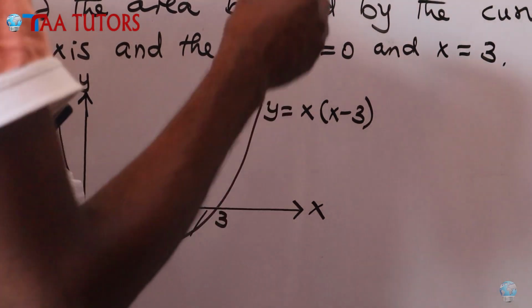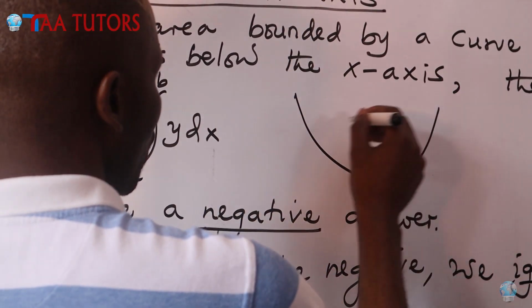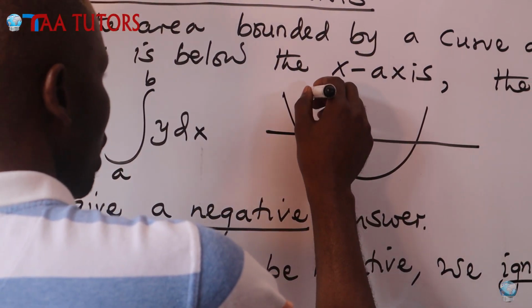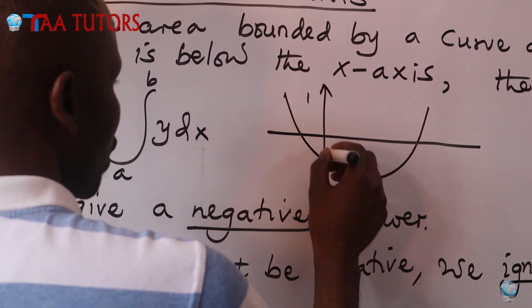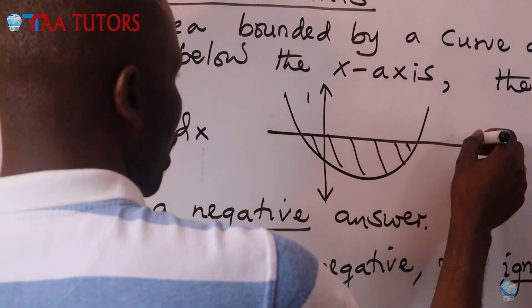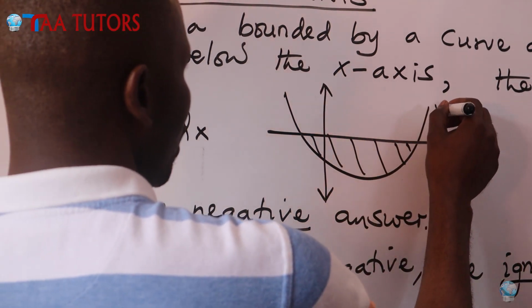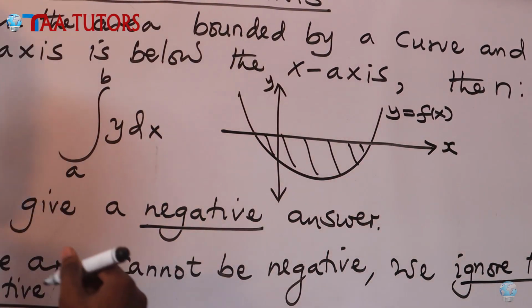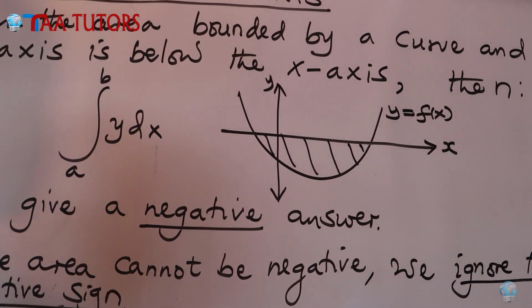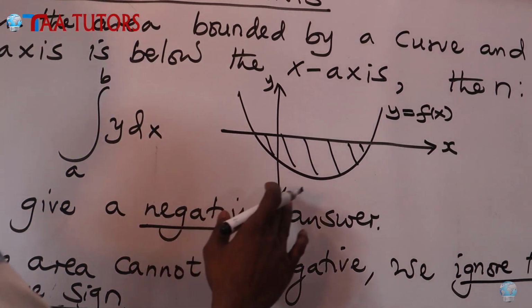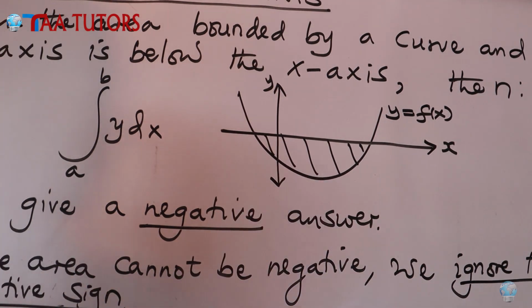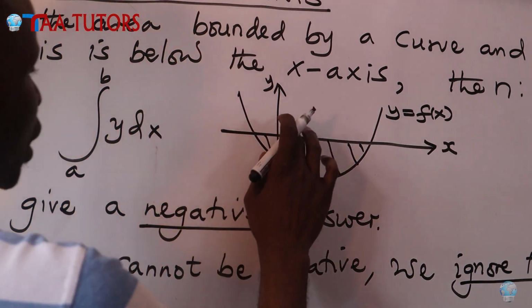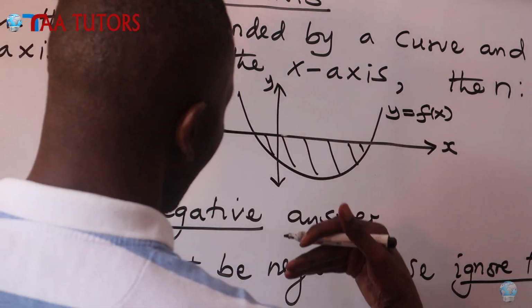Now if you have an area which is going below the x-axis, for whatever reason, like in this case here, when you calculate it, you are going to find that the answer you get finally is a negative answer. Now, when you get a negative answer as a result of attempting to calculate area, that is a sign enough that the region you are trying to calculate is below the x-axis, like in this case here. You see this is the x-axis and the region you want is below.